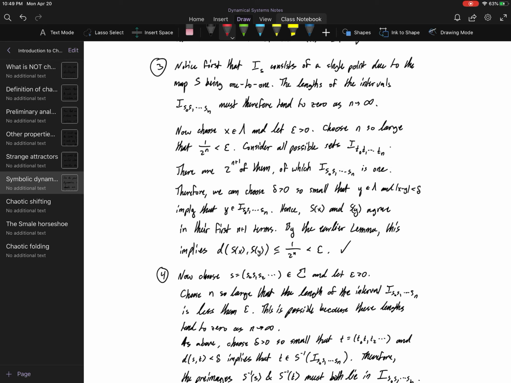So we're going to take that information with us as we go further and say, let's go ahead and choose a location in lambda and let epsilon be bigger than 0. We're trying to show an epsilon-delta proof of continuity. So we're going to choose n so large that 1/2 to the n is less than whatever that epsilon is.